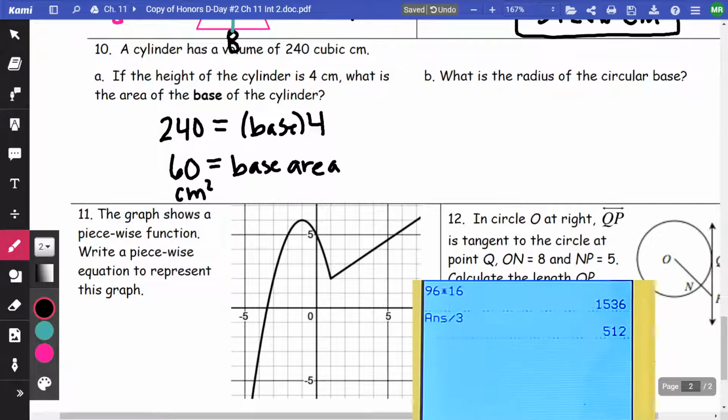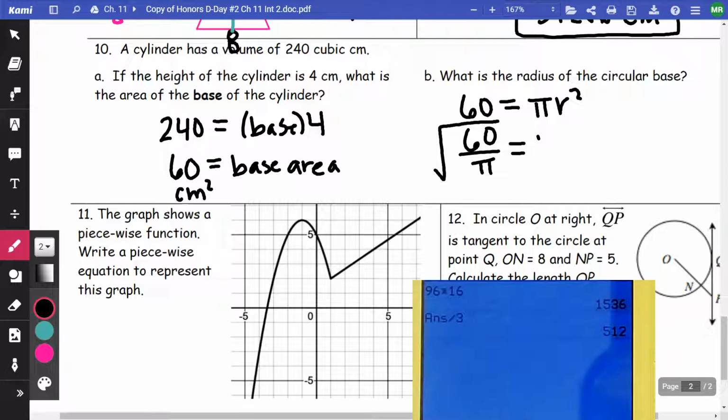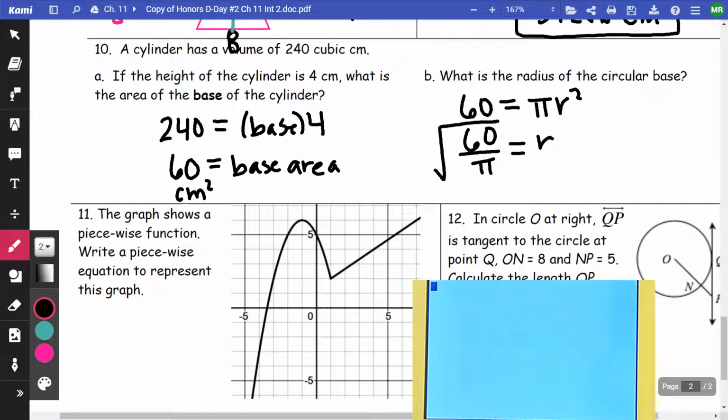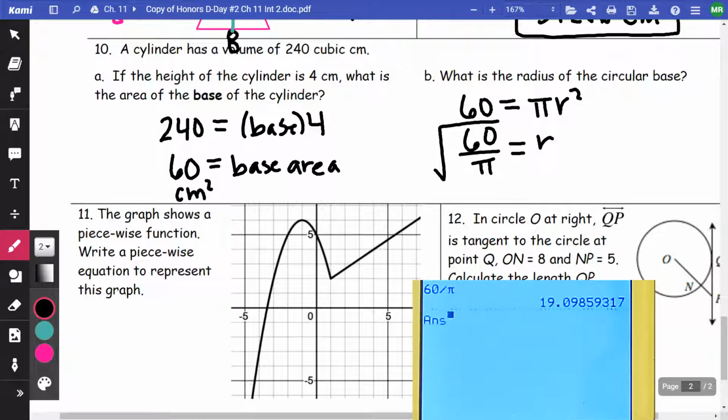Then I'm going to take that 60 centimeters squared, which is the area, and that's equal to pi r squared. So I'm going to take 60 divided by pi, and then I'm going to square root that to get r. So 60 divided by pi, and then I'm going to square root that. I end up with my radius being 4.37.